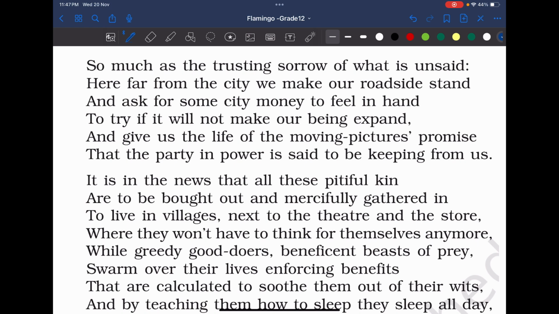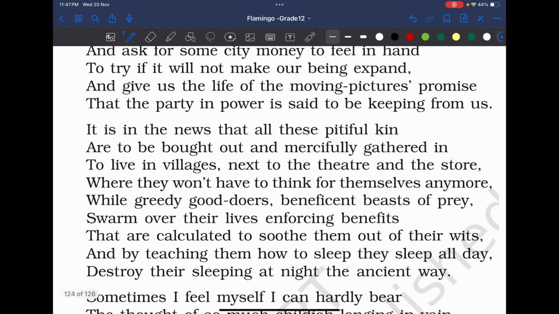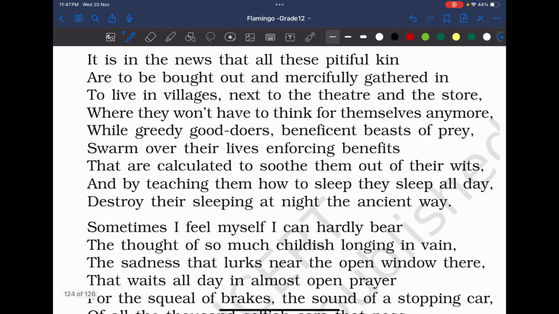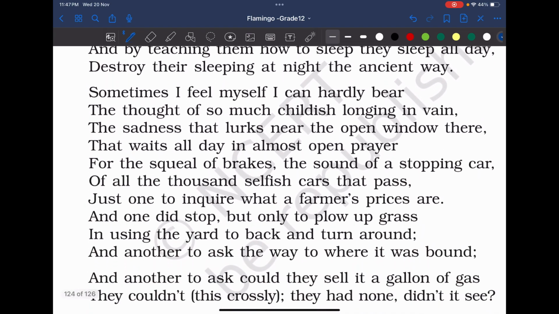It is in the news that all these pitiful kin are to be brought out and mercifully gathered in, to live in villages next to the theatre and the store, where they won't have to think for themselves anymore, while greedy good doers, beneficent beasts of prey, swarm over their lives, enforcing benefits that are calculated to soothe them out of their wits, and by teaching them how to sleep, they sleep all day. Destroy the sleeping at night the ancient way.